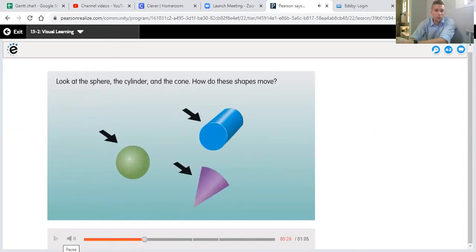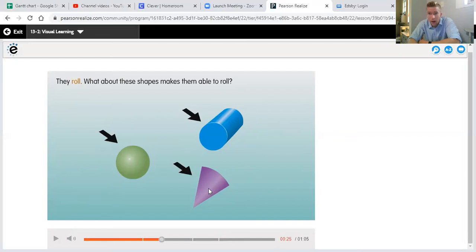All right, now we already went over this, right? They all roll, okay? You should be like, Mr. Nielsen already showed us they roll. We know this. They roll. What about these shapes makes them able to roll? Okay, now again, they roll because they have one rounded surface here. This cylinder has this rounded surface. This cone has a rounded surface. Okay, not the whole thing.